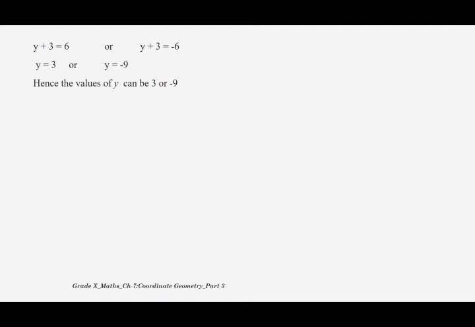So that means y plus 3 can be 6 or y plus 3 can be minus 6. That is, y can be 3 or y can be minus 9. Now in this question, note that you are not going to get a single answer. You have two answers, two possible points for which the distance can be 10 units.